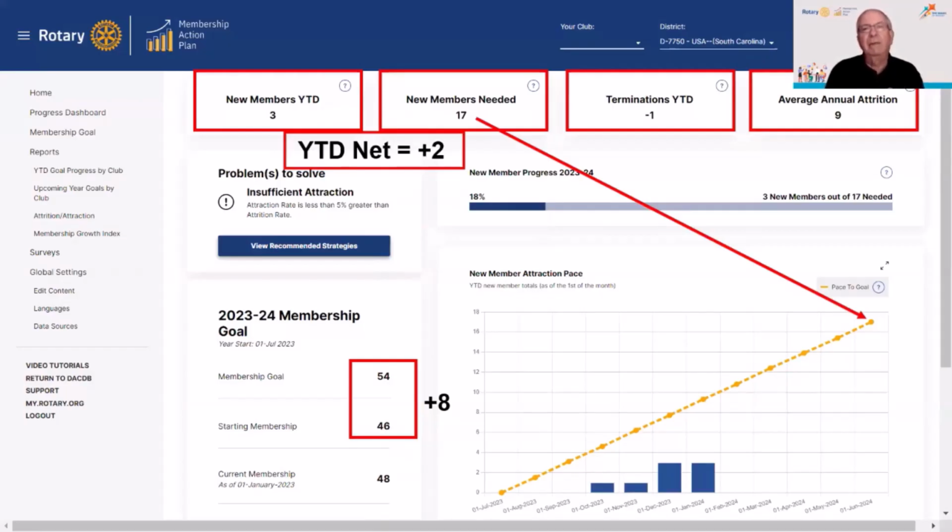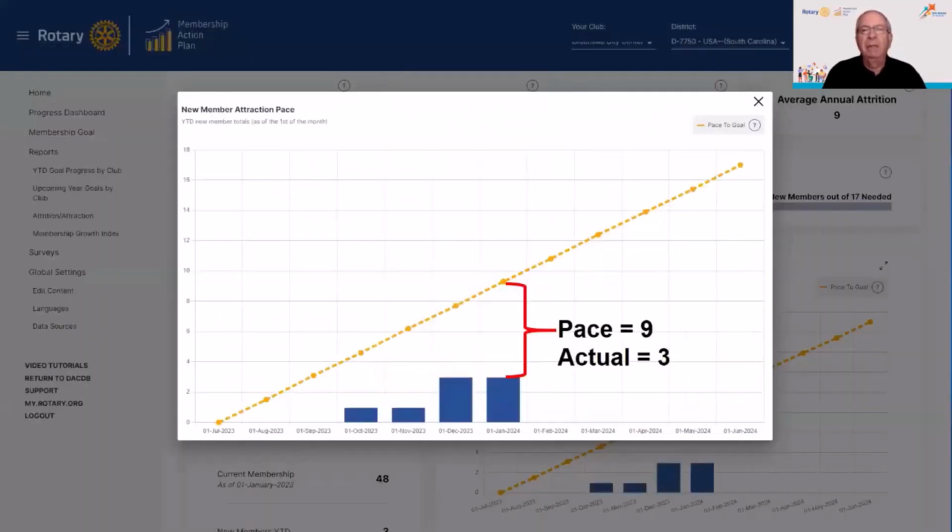This is a huge red flag to a club that's otherwise basking in this euphoria of a net gain of +2 at that same moment. So we pop up the expansion. Their pace at this point in the year would have been 9. They've actually attracted 3. They are 6 members behind where they needed to be as of January 1st.